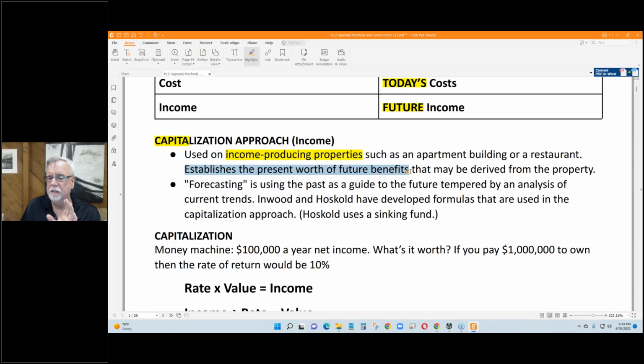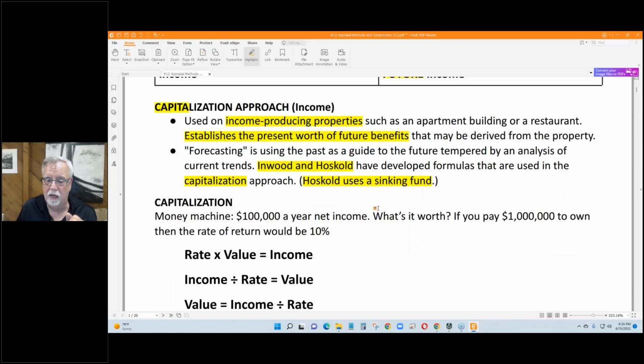And what capitalization does, it establishes the present worth of the future benefits. What would you pay? I'll give you an example. I have one coming up. I'll wait for that example. Forecasting. Now, the income approach looks at future income, but knowing the future, well, sometimes that's hard to do. So it forecasts by looking at past and current trends. That's forecasting. So rarely, but it has been on the state exam, the Department of Real Estate has asked a question in appraisal that says, in Wood and Haas Gold, what did those two do? And the answer is they dealt with the capitalization approach. And Haas Gold uses something called the sinking fund. I'll explain that, but these are not the most common questions.